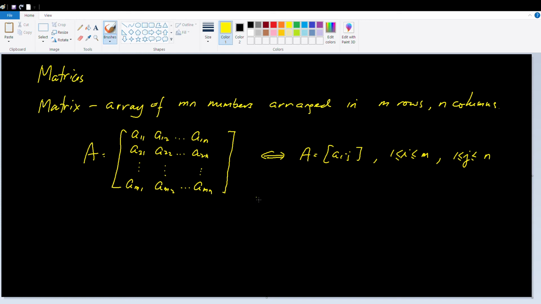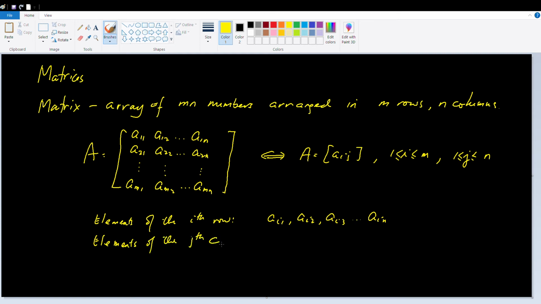So if we are to write down the elements of the ith row, the elements are Ai1, Ai2, Ai3 up to Ain. Similarly, if we want to isolate the elements of the jth column, that will be A1j, A2j, A3j up to Amj.